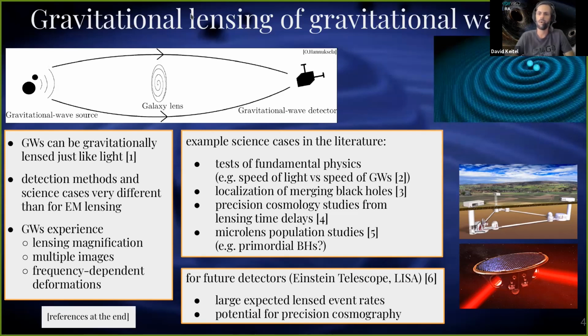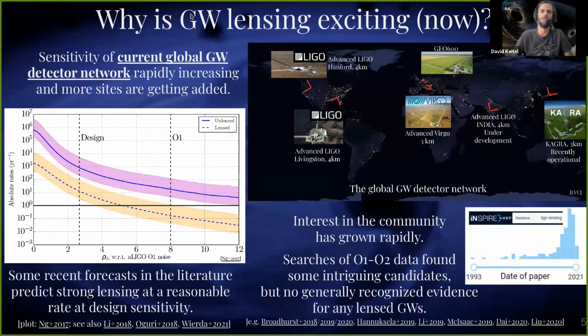A lot of the literature has traditionally focused on future detectors like Einstein Telescope or LISA, which would be in the 2030s. For these, we expect large lensed event rates and really to realize this potential for precision cosmology or cosmography. But for now, I want to convince you that gravitational wave lensing is already exciting now with the current second generation of ground-based detectors.